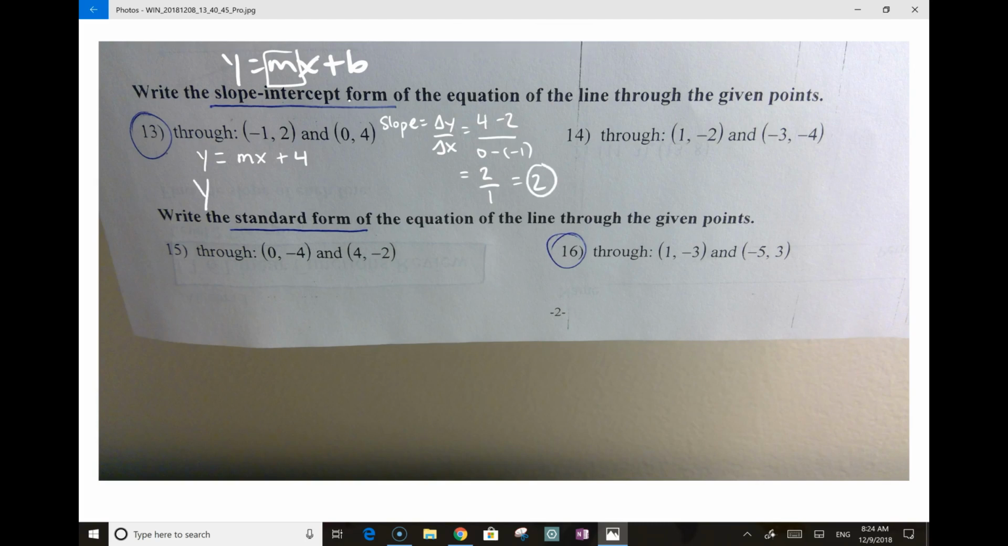So now I can finish this by saying this equation is y equals 2x plus 4. And this, if you were to graph it, would create a line that cuts right through this point and this point.